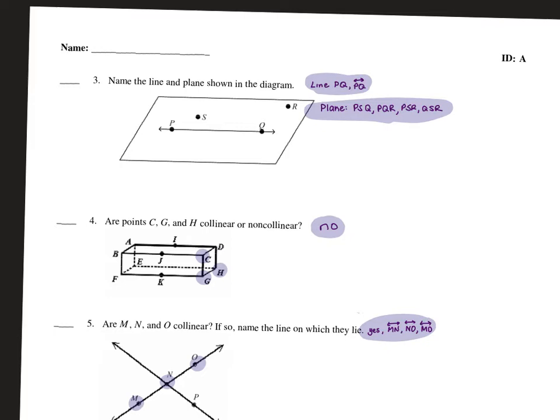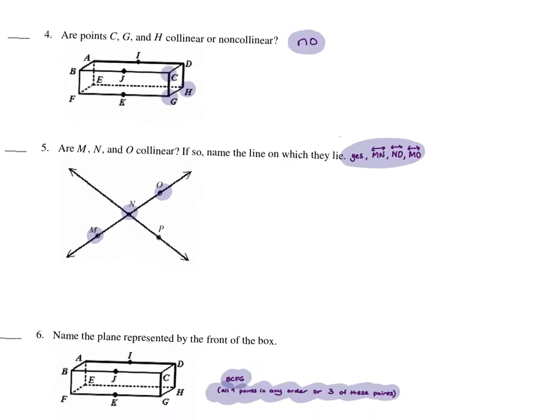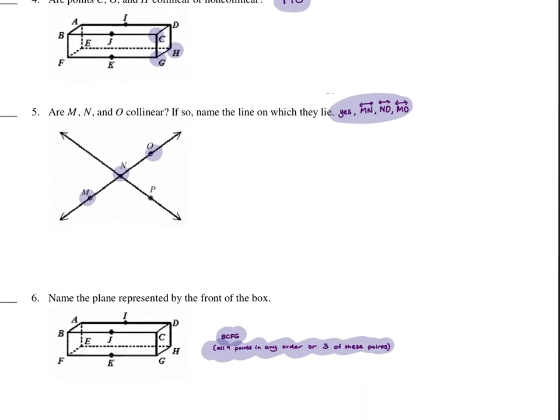Number 4, the points C, G, and H are not collinear because they don't lie on the same line. 5 is yes, and then name the line which they lie on. You can call it any of those, MN, NO, or MO. You don't have to list all 3. And 6, name the plane represented by the front of the box. That would be BCGH or BCFG or any combination of those 4 letters.